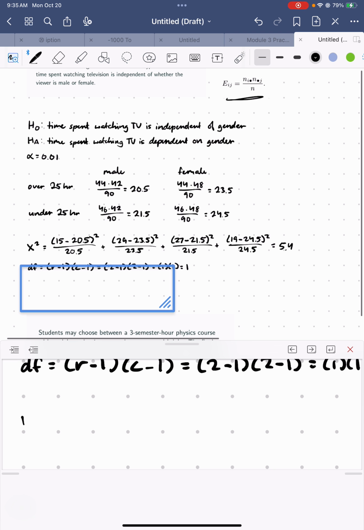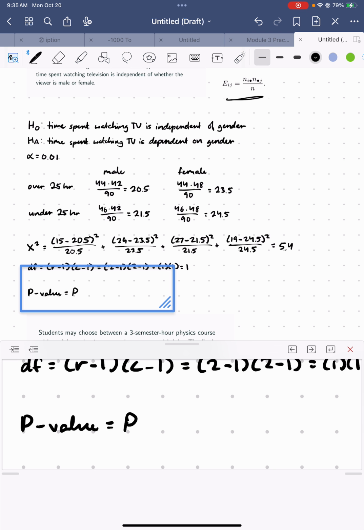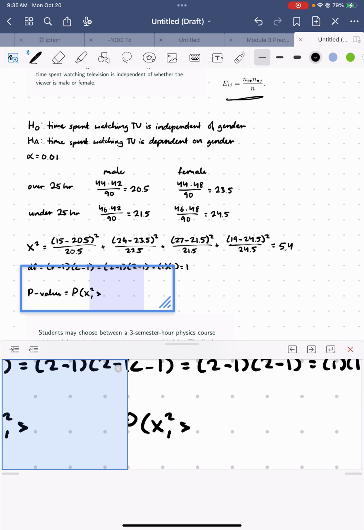And then finally we can calculate our p-value, and we can do that by using our chi-square table. So we have chi-square with our degrees of freedom, which is 1, and we're trying to find the probability that it's greater than the value we calculated, which is 5.4.